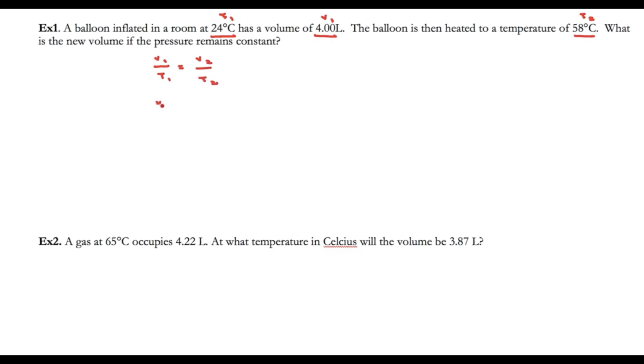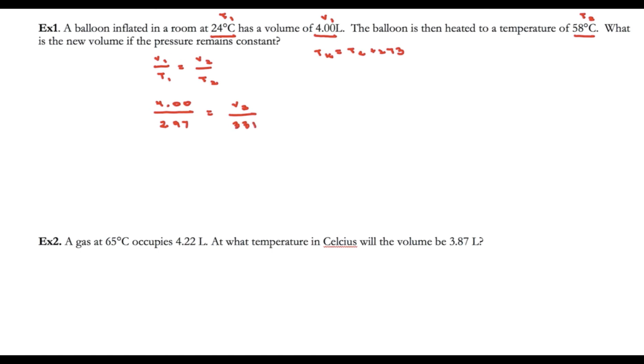My volume is 4.00 liters. Keep in mind your temperature has to be in Kelvin, so I need to take 24 degrees Celsius, and remember your temperature in Kelvin equals TC plus 273. So I'm going to take 24 and add it to 273. So my temperature in this case is 297. That's going to equal my V2, which is what I'm solving for, all over, well, 58 plus 273 will be my new temperature, so 331.